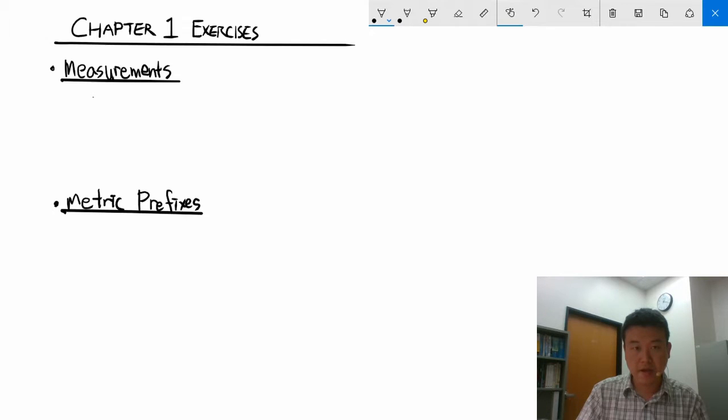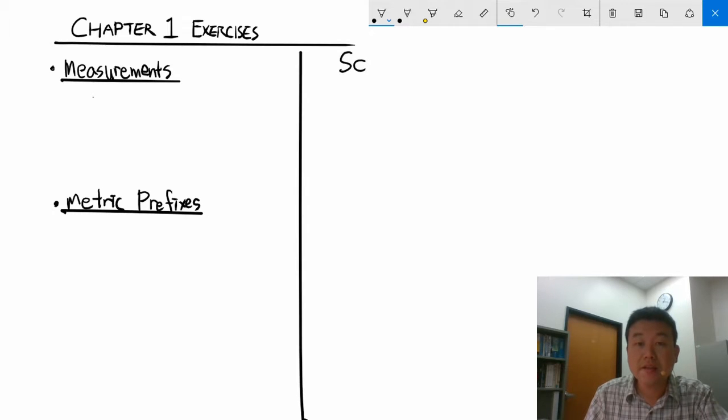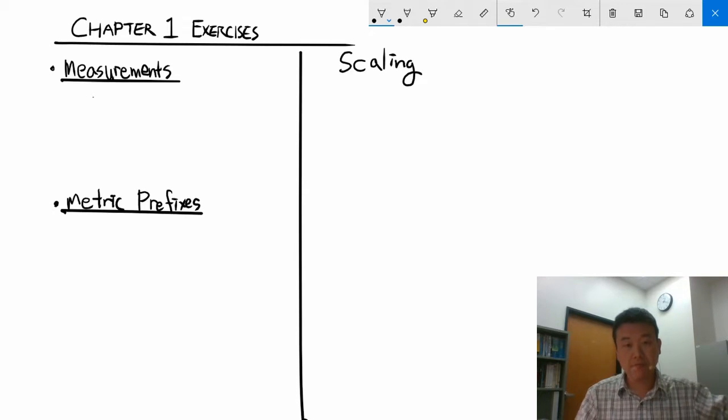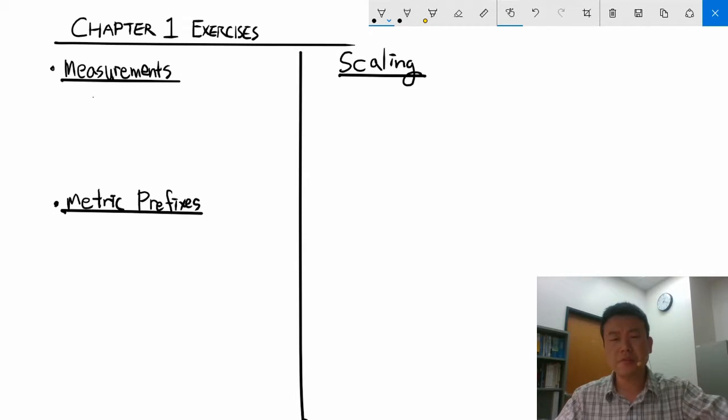And the last topic that I want to talk about that you will see as you do chapter 1 exercises is what's sometimes called scaling. So let me just block off some area here to talk about scaling. It's a fun topic. A lot of people don't get this intuitively, so I want to talk about that because if you're taking a physics class, I think you should get a good intuition for how area and volume change, and it's not intuitive initially.